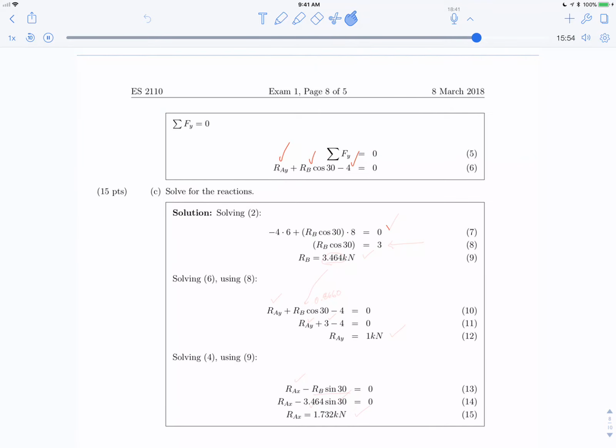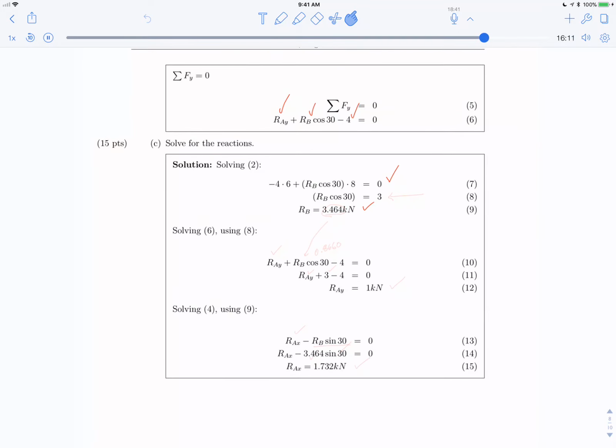Okay, we can solve that first equation, sum of moments about A. We can solve that for RB. That's why I picked moments about A. I knew it would have only one unknown. So solving that, you get that the RB reaction is 3.464 kilonewtons.